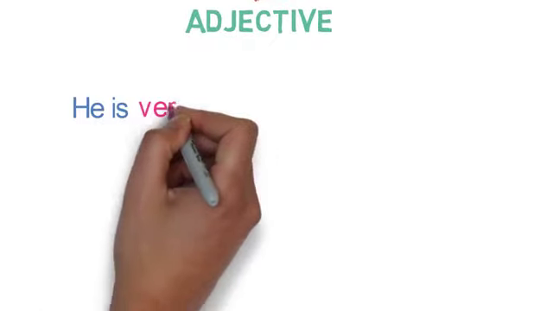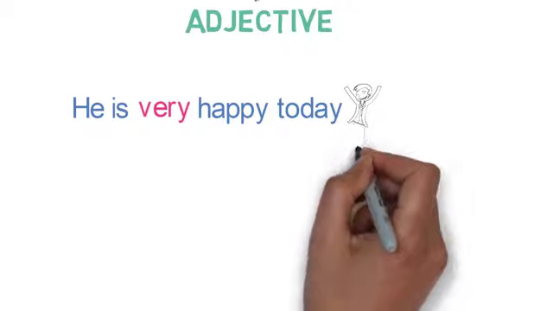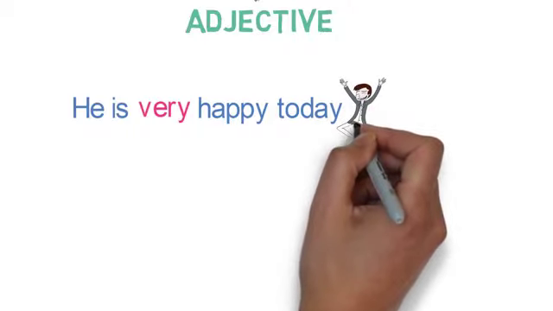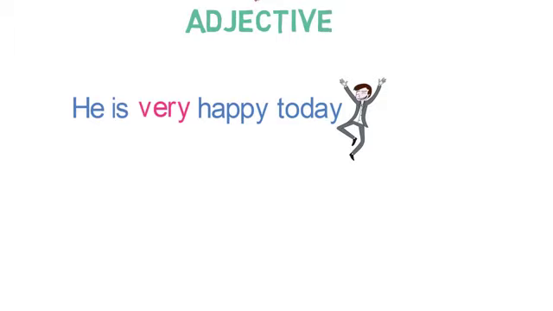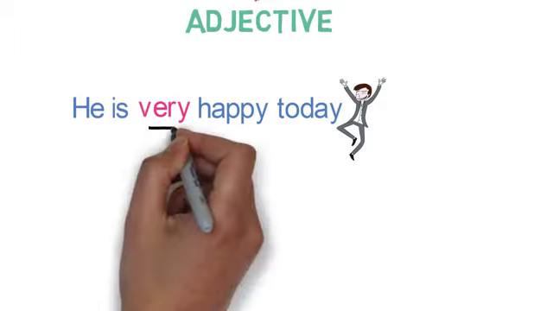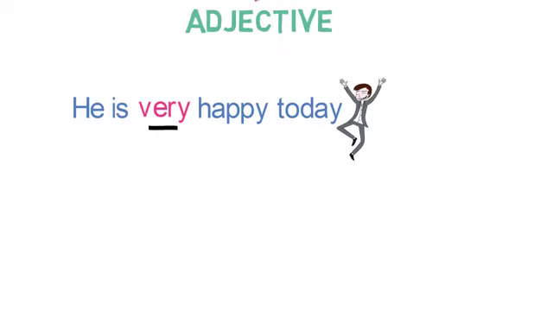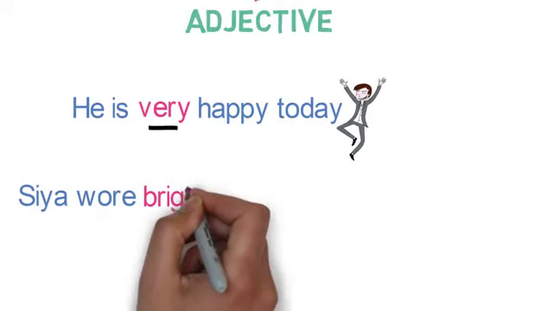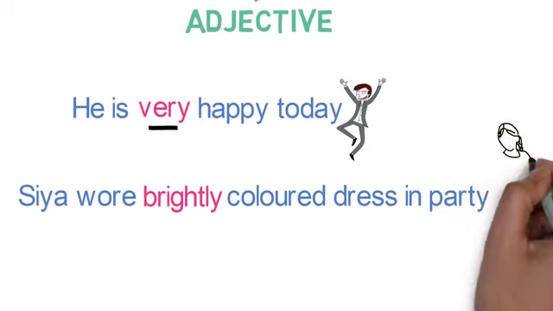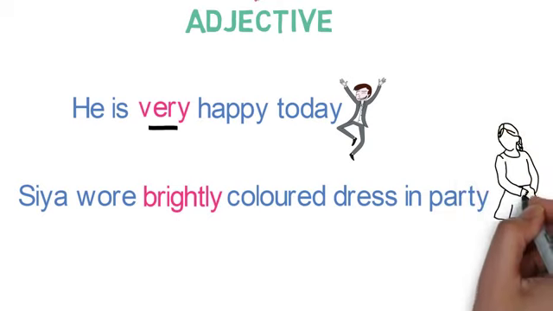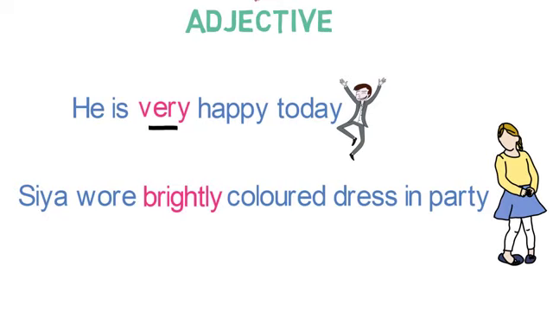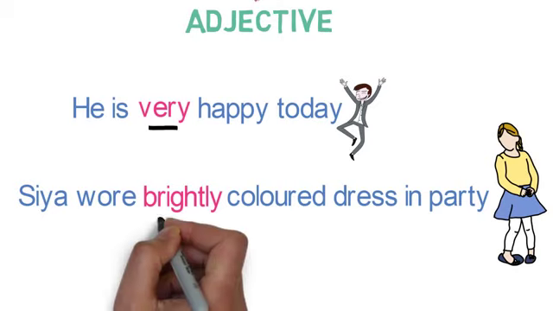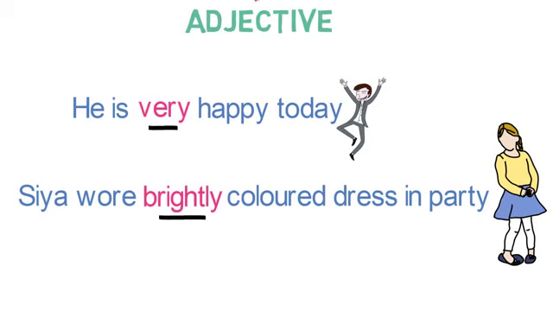Let's look into the adverbs that describe adjectives. He is very happy today. Now what is the adjective here? Happy. And which word describes the intensity of his happiness? Very. So very is an adverb describing the adjective happy. Sia wore a brightly colored dress to the party. Here, what is describing her dress? It is colored. So colored is an adjective. Now what is the intensity of the color? It is described by brightly. So it is an adverb here. Now you will have understood the adverb that describes an adjective.